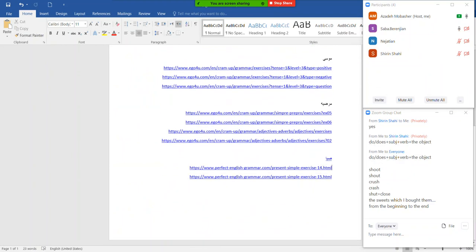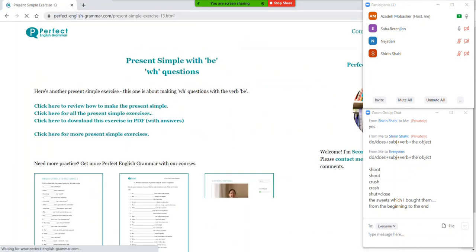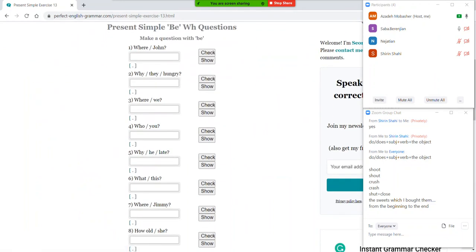Hello. Your turn again, and please tell me when you can see the exercises on the screen. Okay. Can you see it? Can you see them? Okay. Where is John? So you can see it, yes. John? It's present simple. No, the verb is to be. Excuse me. The verb is to be, and I want you to make WH questions.